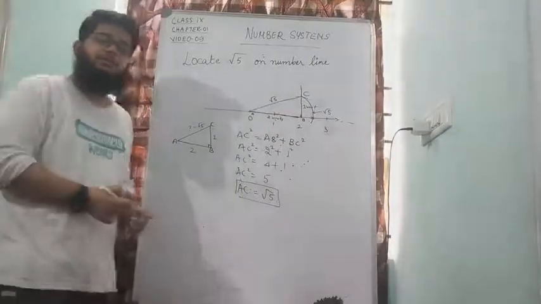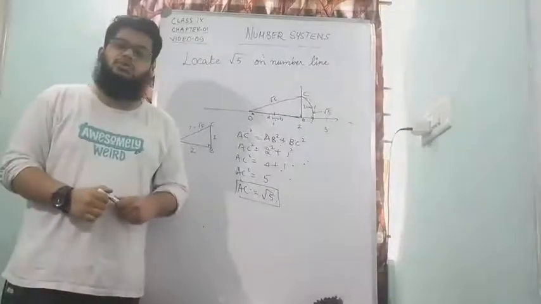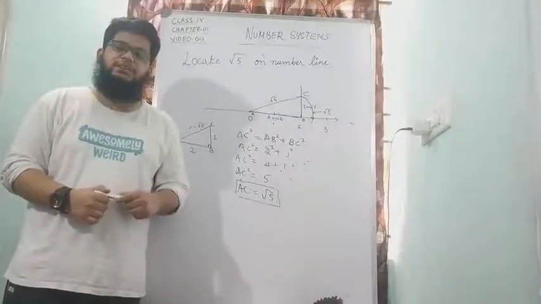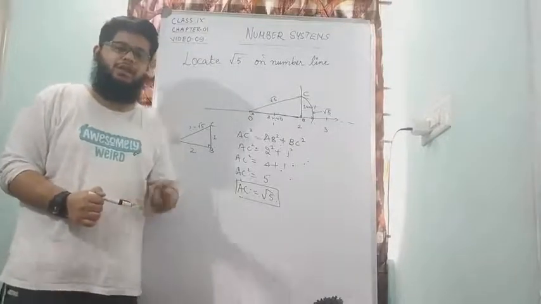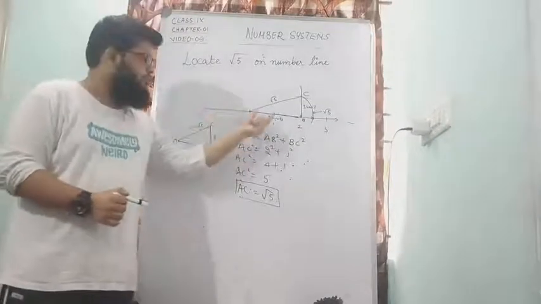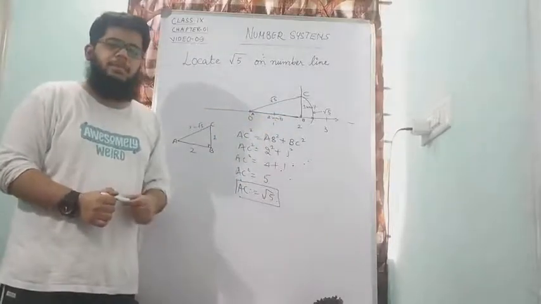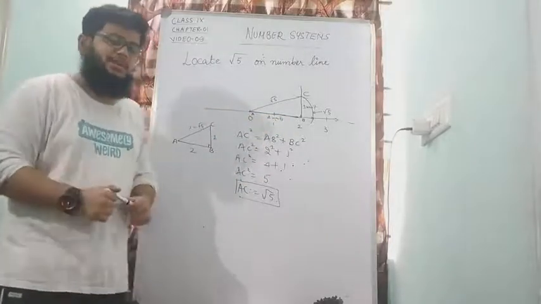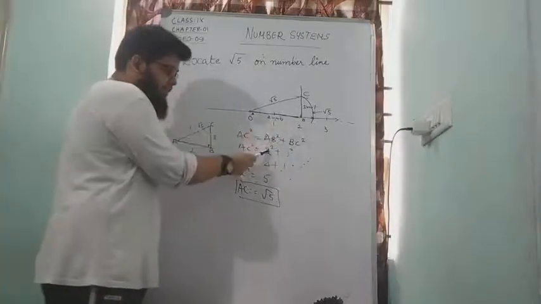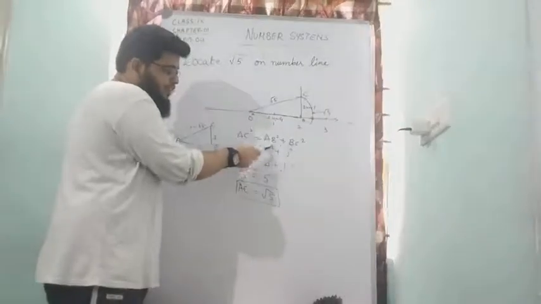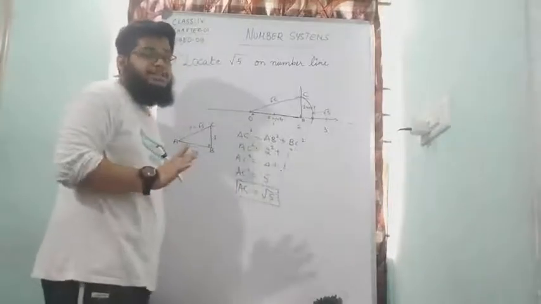We have now proved that root 5 can be located on the number line. Let us quickly see what steps we did for locating root 5 on the number line. We took a number line first with exact spacing between each number. Once that is over, we selected 2 units. Now you understand why we took 2 units, because if I don't take 2 units I will not get the answer as 5.